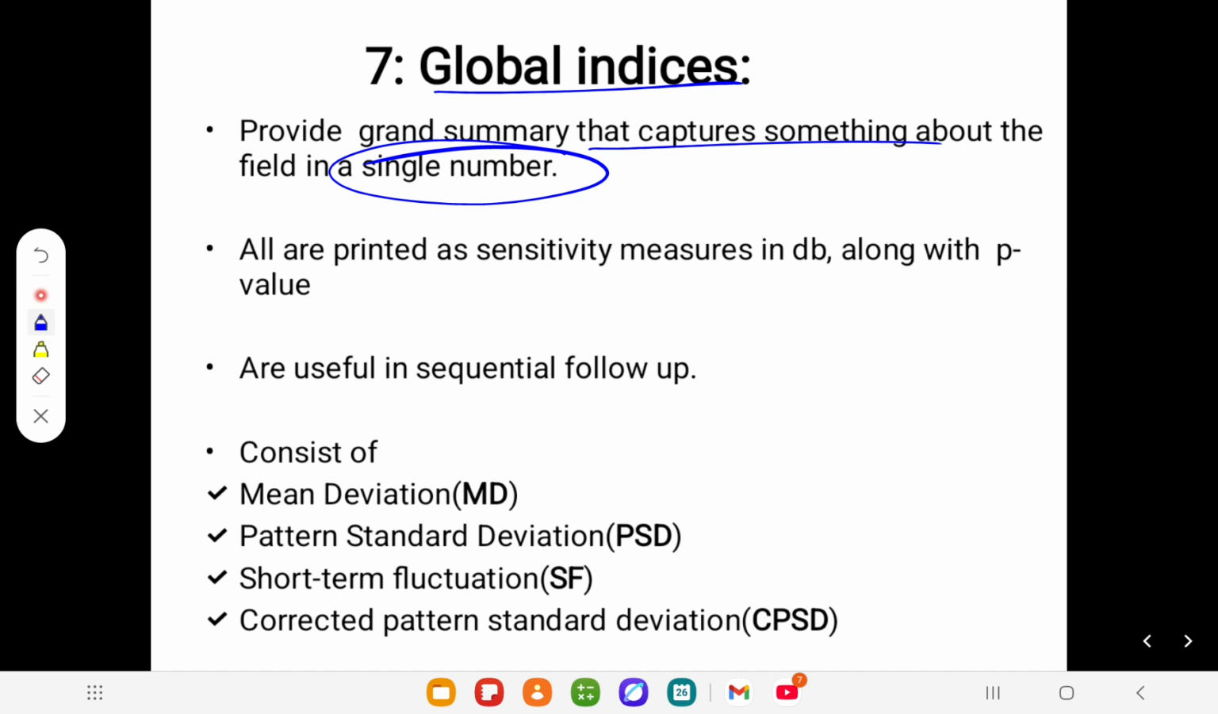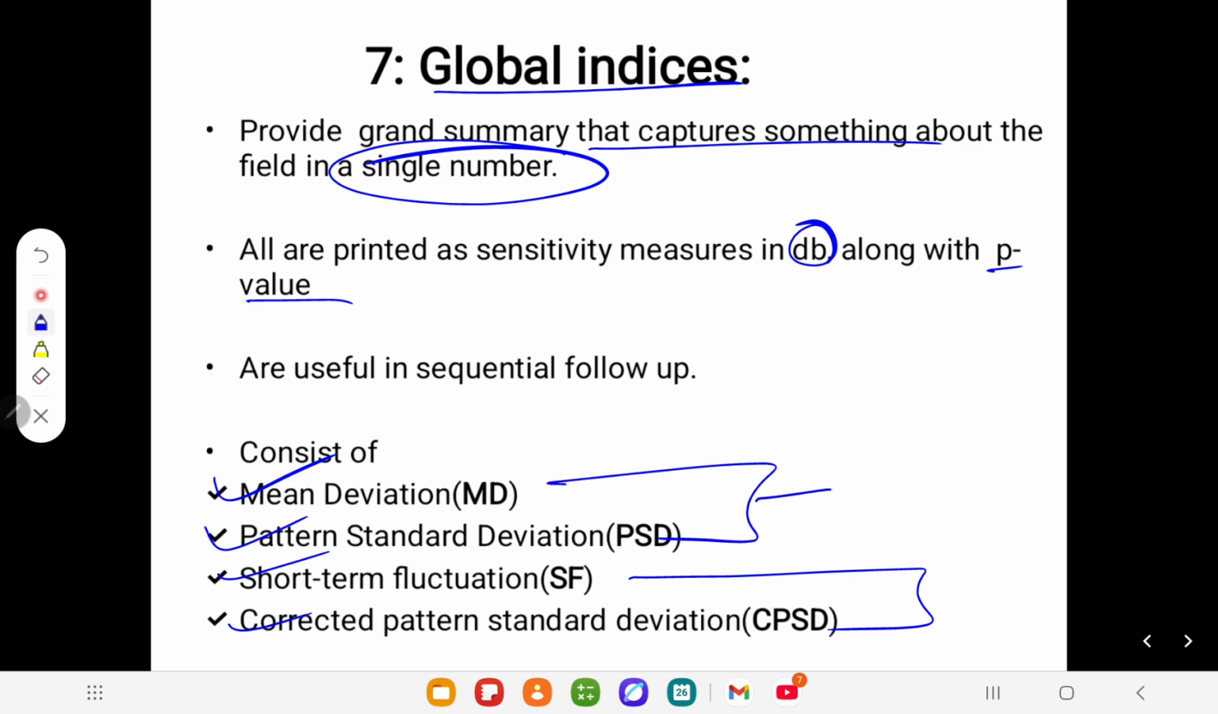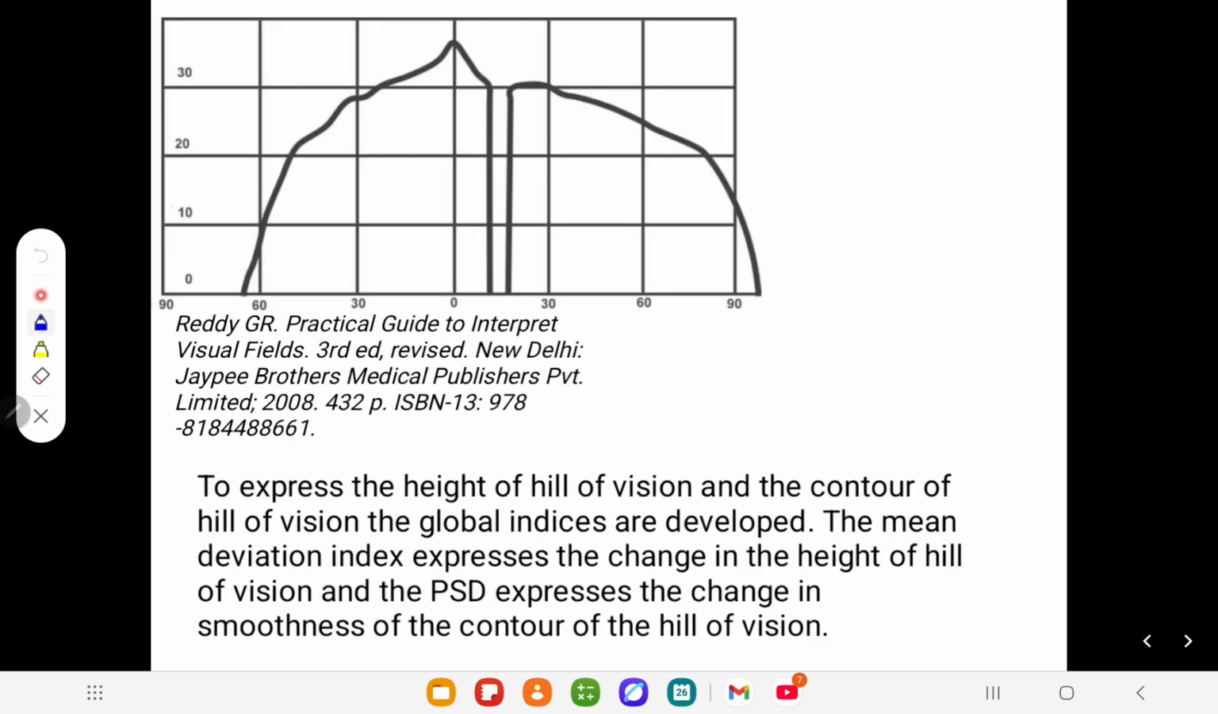That's why global indices all print sensitivity measures in decibel along with p-value. And obviously in pattern standard deviation there is no p-value. So what does it consist of? It consists of mean deviation and pattern standard deviation, the main players. Other players are short-term fluctuation and corrected pattern standard deviation. We will definitely talk about this very briefly, but these are the two giant players. Okay, just to understand this concept.